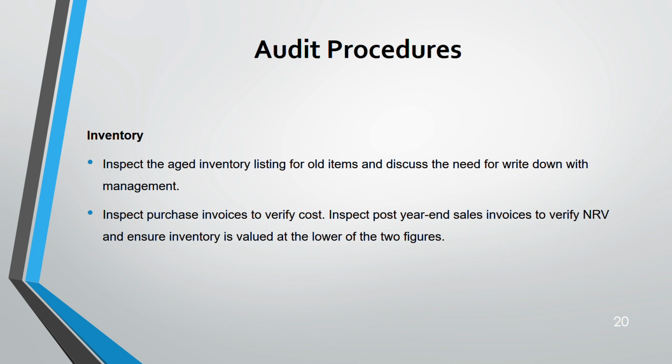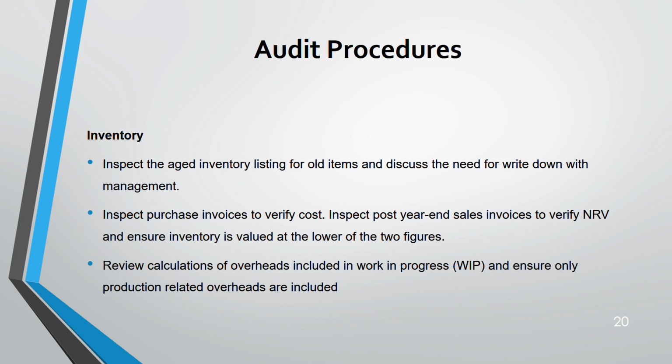So inspect post year end sale invoices to verify NRV and make sure inventory is stated at the lower of the two, cost and NRV, because IAS 2 says so. And review calculations of overhead included in work in progress. There will be some inventory that is under work in progress. You have to review the calculation of overhead in that area, and make sure only production related overheads are included.